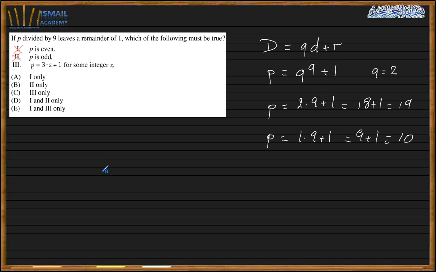Is p equal to 3z plus 1 for some integer z? So what do we have here? p equals 9q plus 1. And 9 is 3 times 3, so it's 3 times 3q plus 1. If I choose 3q as z, we have 3z plus 1. Yes. Is that clear? All right, for the next question.